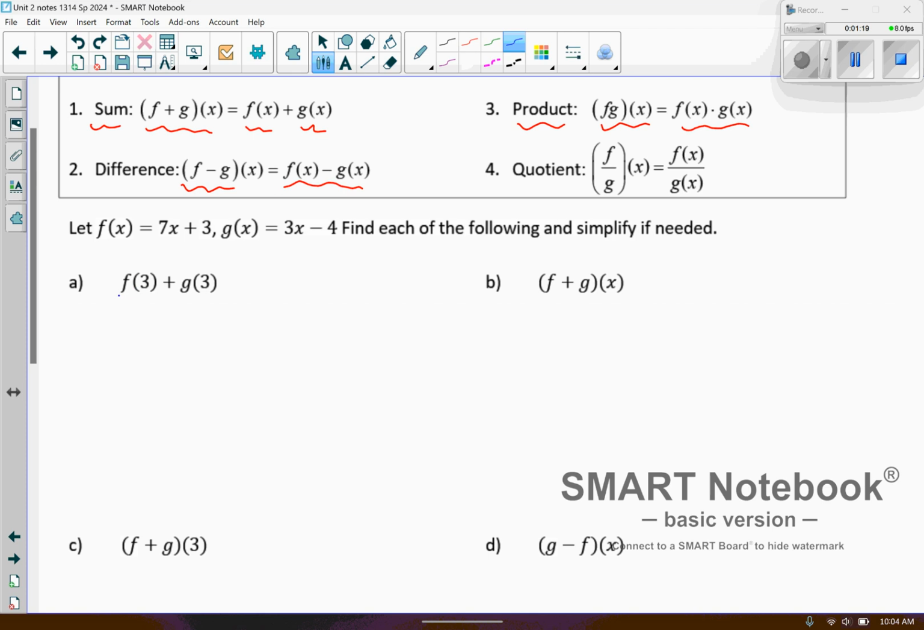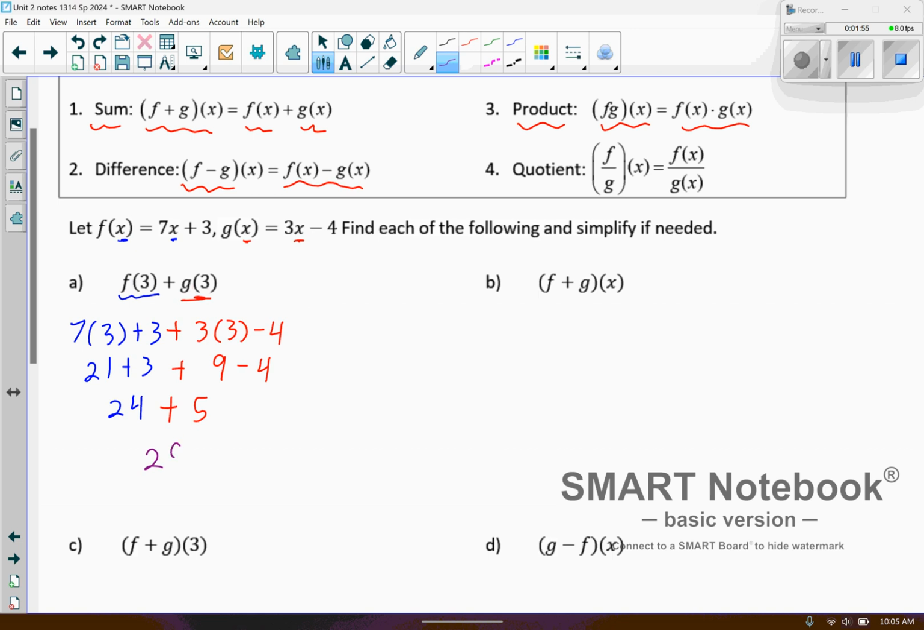Let's see. So on this first one, f of 3. So I'm going to plug in 3 where I see x right here. So we're going to have 7 times 3 plus 3. And I'm just going to go ahead and finish this off. So 21 plus 3 is 24. And then here to g of 3. So now I'm going to plug in 3 for my g function. So plus 3 times 3, take away 4. So then that would give me 9, take away 4, which would be plus 5. 24 plus 5 is going to give me a total of 29.